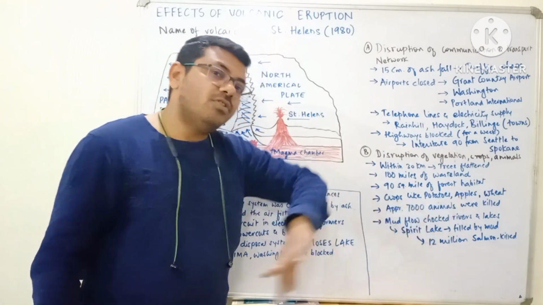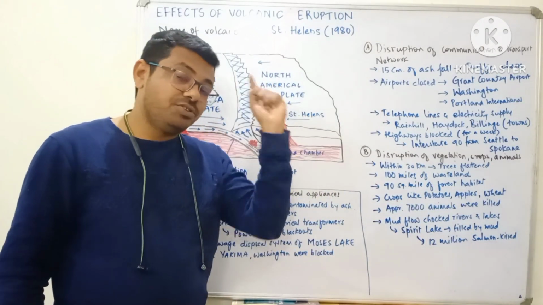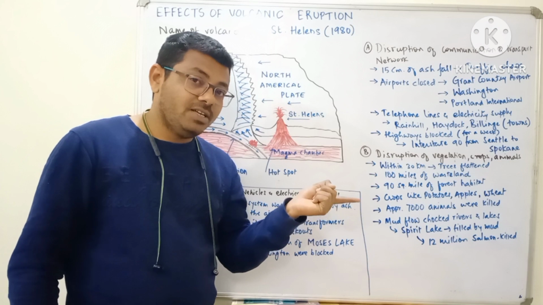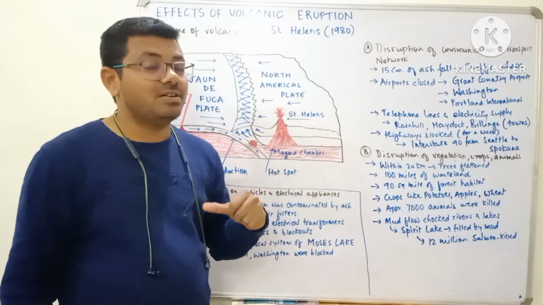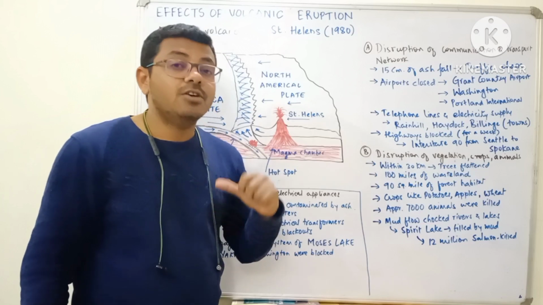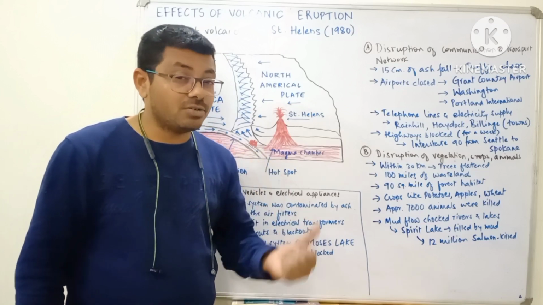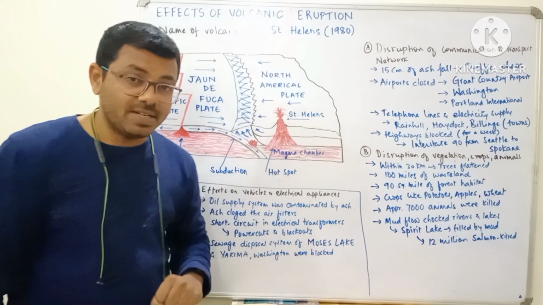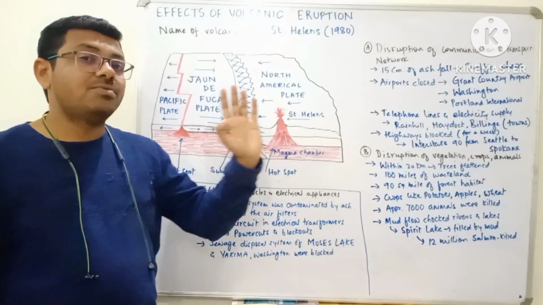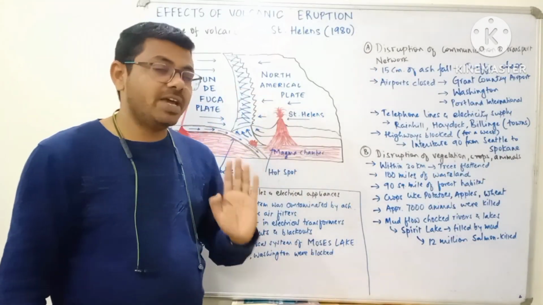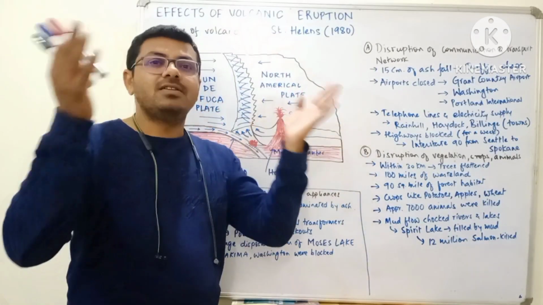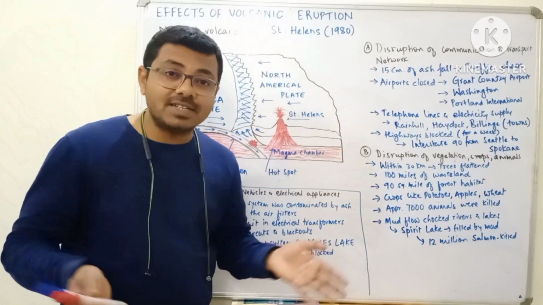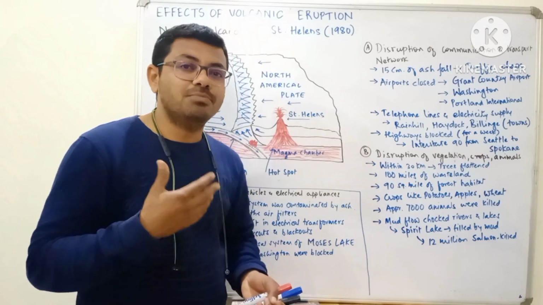There was mud flow because during the Mount St. Helens eruption, early in the morning there was also an earthquake. A 5.1 magnitude earthquake came in the region. So what happened? Due to that, there was landslide and avalanche. Avalanche, landslides and pyroclastic flow, all at a time, resulted in mud flow.